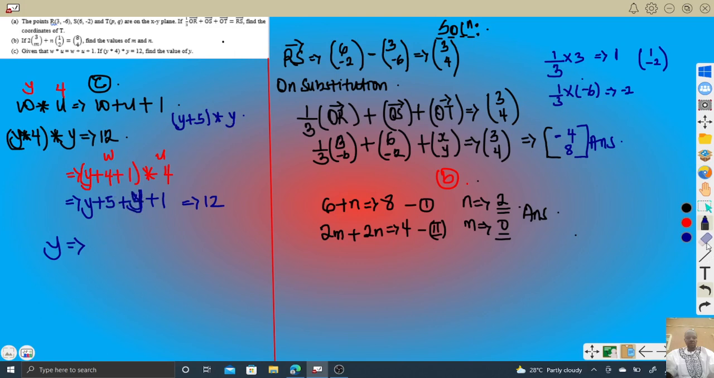So in mathematics sometimes you just have to be careful so that you don't make mistakes. I actually missed that. So y plus y is 2y plus 6 is 12. So 2y is equals to 6, y is 6 over 2. So answer is equals to 3. So it's a correct answer.